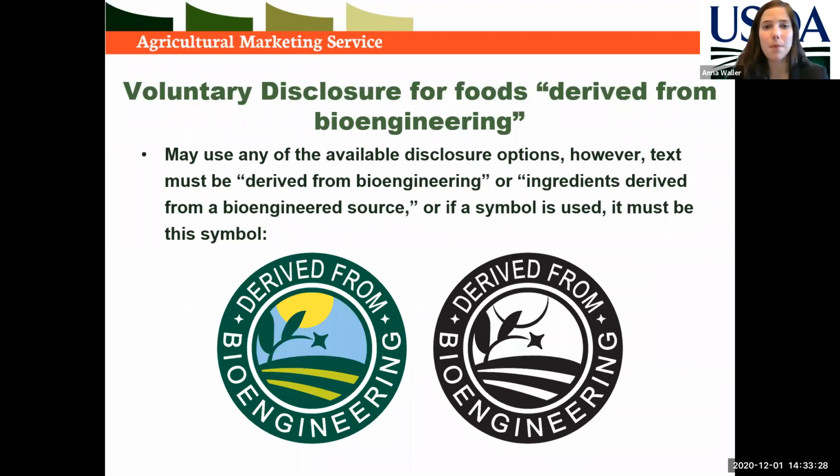For this second type of voluntary disclosure, entities may use any of the available disclosure options. However, the text must be written as derived from bioengineering or ingredients derived from a bioengineered source. For disclosure by symbol, this symbol must be used. The symbol can be printed in color or in black and white.